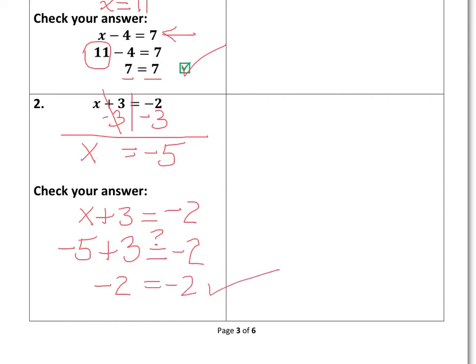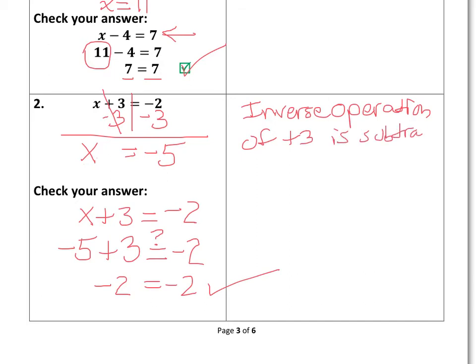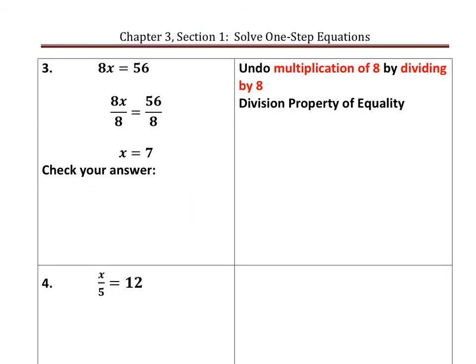So over here, what did we do? The inverse operation is subtraction. So inverse operation of add 3 is subtract 3. Let's take a look at multiplication. Here we have 8x equals 56. I said go to the unknown. The unknown is x. We're trying to solve or isolate x by itself. What's around? Well, x is being multiplied by 8.